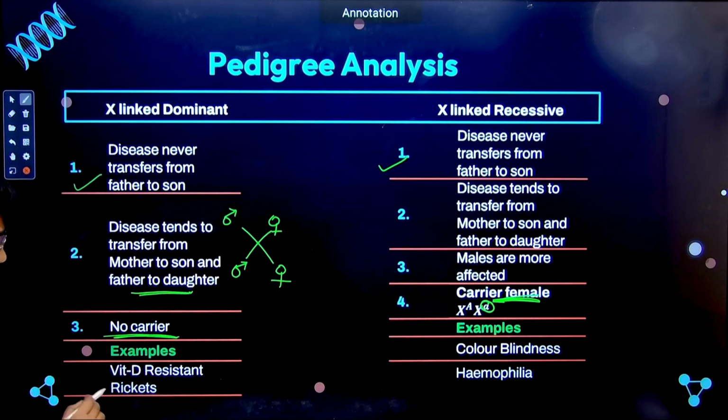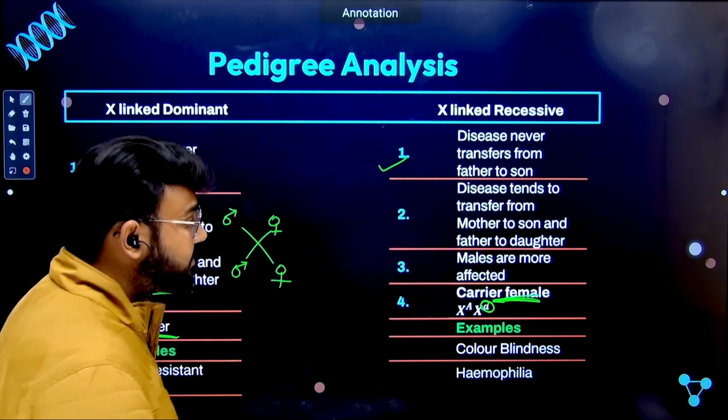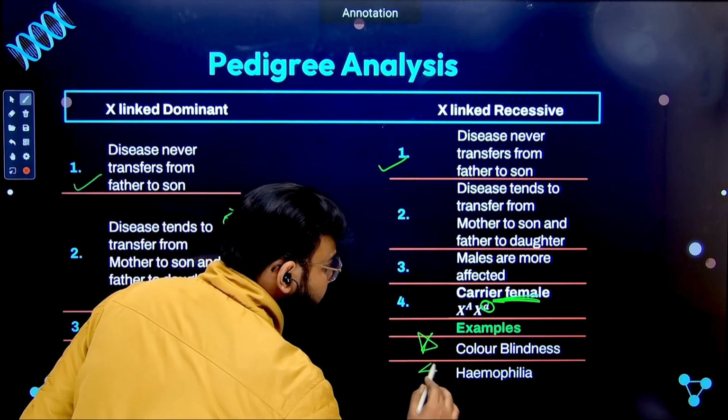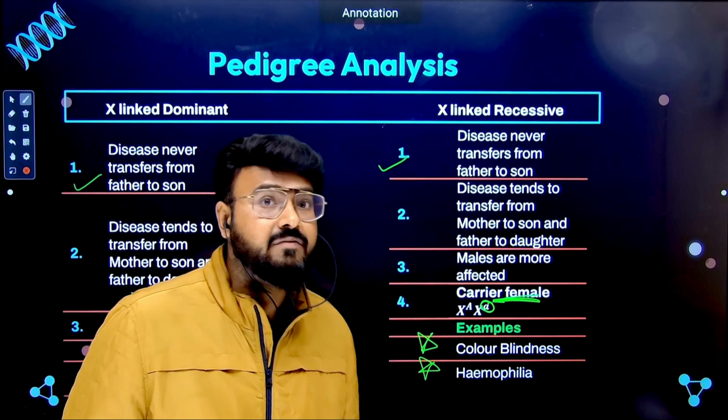Examples: vitamin D resistant rickets is the example of X-linked dominant. For X-linked recessive, it is mentioned in the NCERT. You need to remember color blindness and hemophilia. It is very, very important.